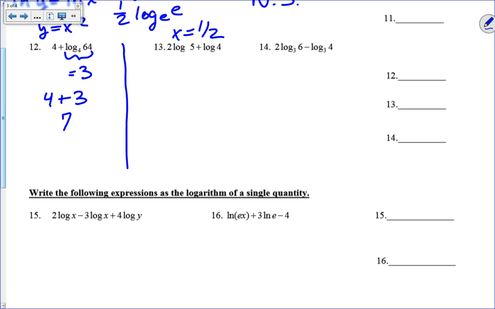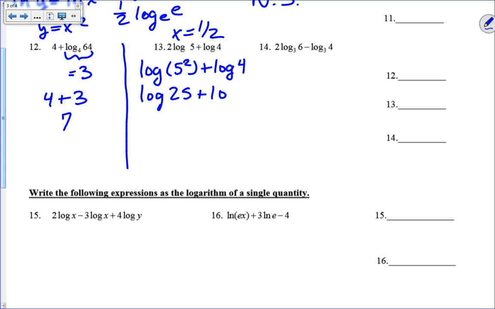Okay, so now if we look at number 13, let's do some rewriting first and maybe see if that will help us, okay? So what can we do with that 2 that's out front? We can put it as an exponent of which number? 5, right? So we get log of 5 squared plus the log of 4, right? So what is 5 squared? 25. So we have log of 25 plus log of 4.